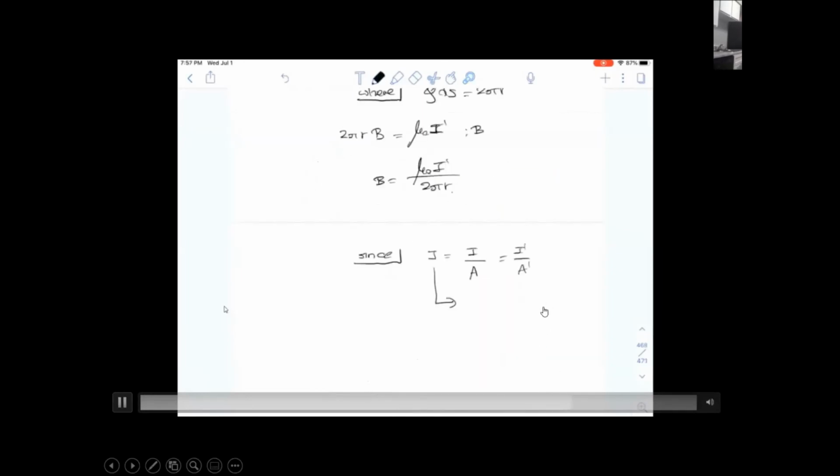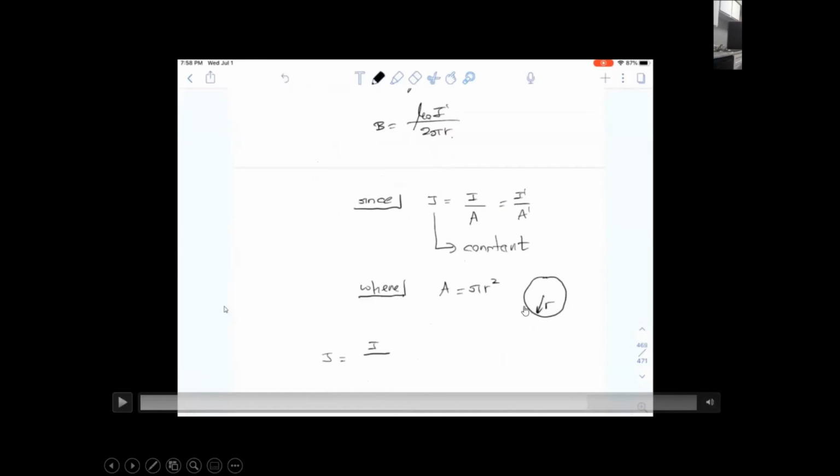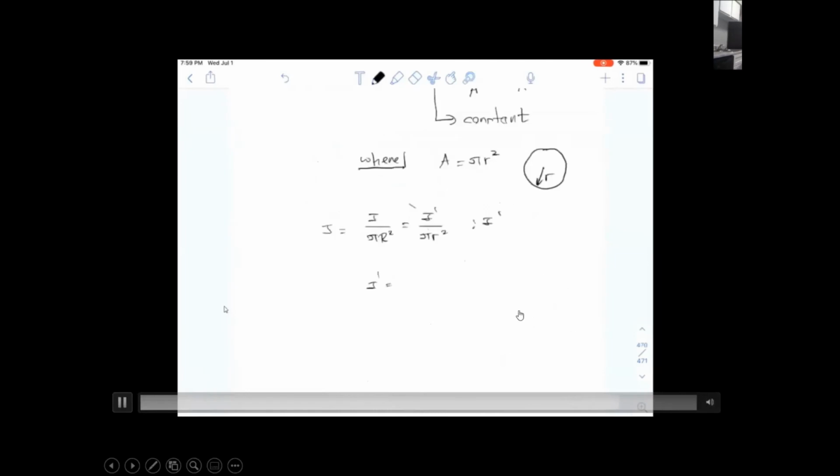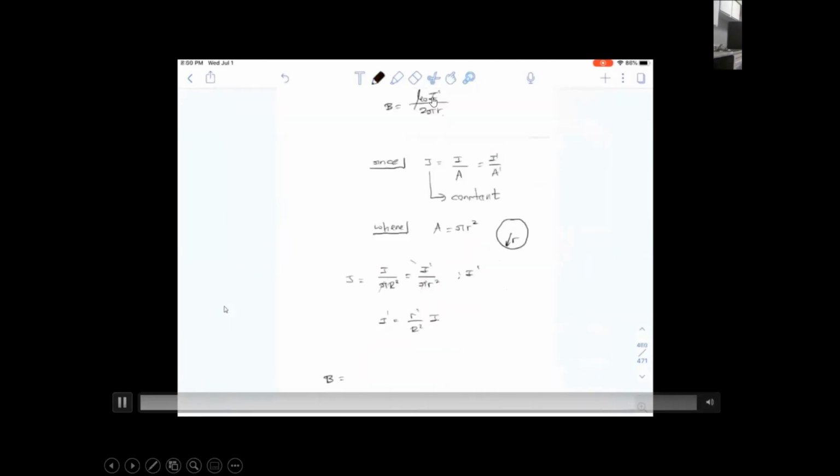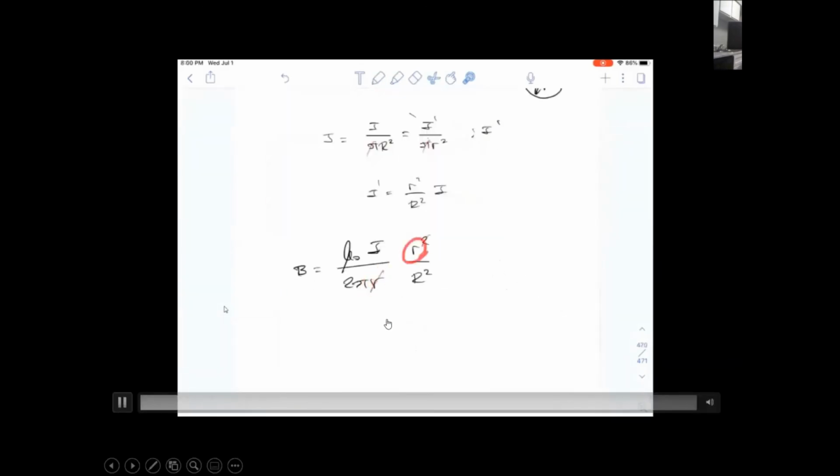All right, so if the current density inside the wire is constant, then we can come up with an expression for the amount of current inside the Amperian loop versus the amount of current inside the wire. So this I prime is the amount of current inside the Amperian loop, and this is the amount of current inside the wire. So you isolate I prime and then just plug it back into the formula that we came up with, and then you simplify it. The only variable on the right-hand side is the lowercase r.